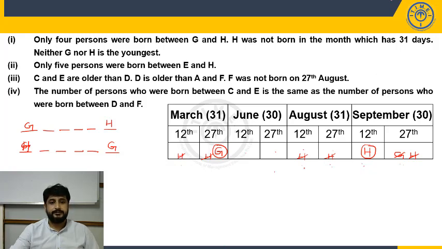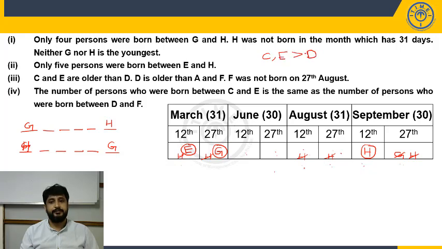And what is given? Only 5 persons were born between E and H. H is already in the arrangement, so between H and E there are 5 persons. After H is not possible, so it should be before H: 1, 2, 3, 4, 5, and here it will be E. So E is also fixed. 3 persons are fixed. And what else is given? C and E are older than D.